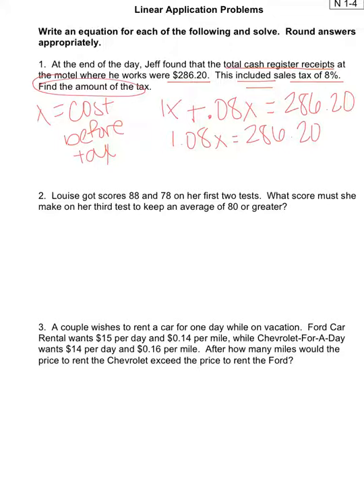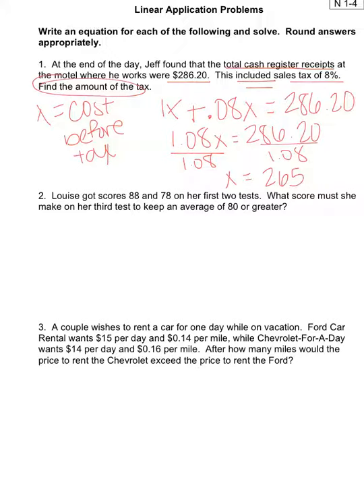Okay, so in order to solve for x here, we're going to have to divide by 1.08. So our x is going to equal, when you divide that, 265. Okay, so look back at your x. That was the cost before tax, but we circled find the amount of tax. Okay, so two different ways of doing it. You can subtract the 265 from the total amount, so 286.20 minus 265, or you could do 0.08 times 265. So either way, you should be getting the same answer.